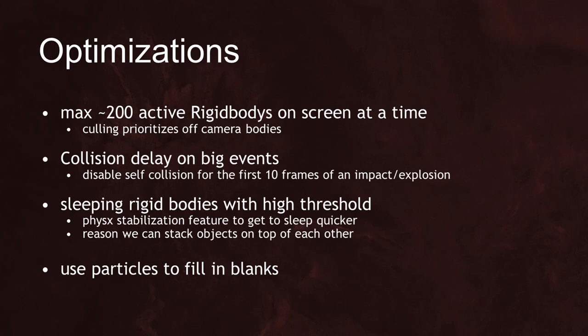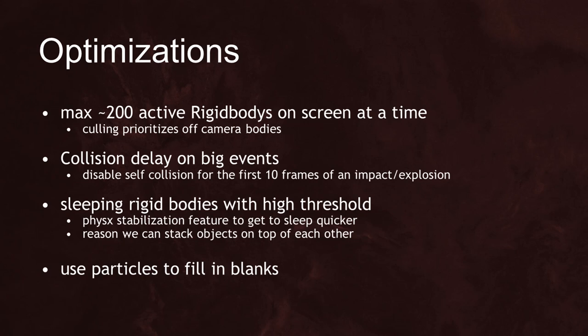Now, talking about optimizations, because obviously this is happening and you need to make sure that it still runs on an Xbox. Really, we only have about 200 active rigid bodies on screen at a time, which is mad. And I was surprised how few that is. There is a constant culling going on, especially off camera. Things just disappear. And disappearing usually means they despawn into particles.